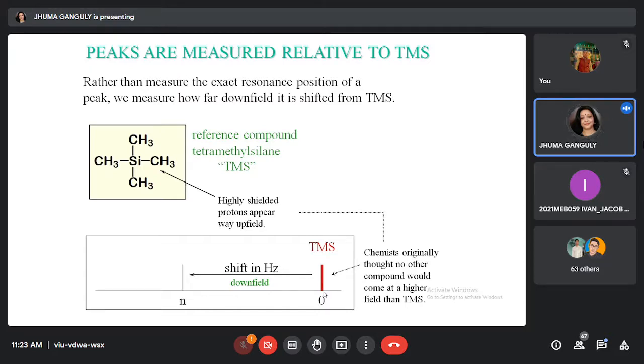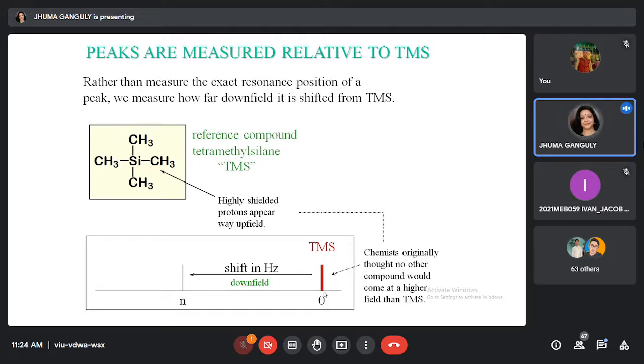Fortunately, the TMS peak never collides with any other proton. It always comes at 0. So we set the 0 and then identify where the rest come, and this delta scale is 0 to 10. Within 0 to 10 we can calculate in this way.